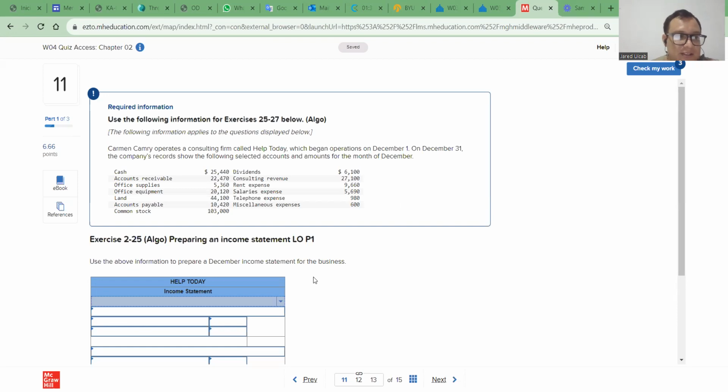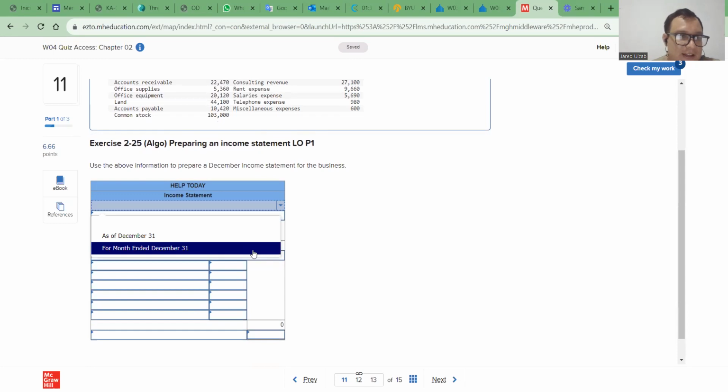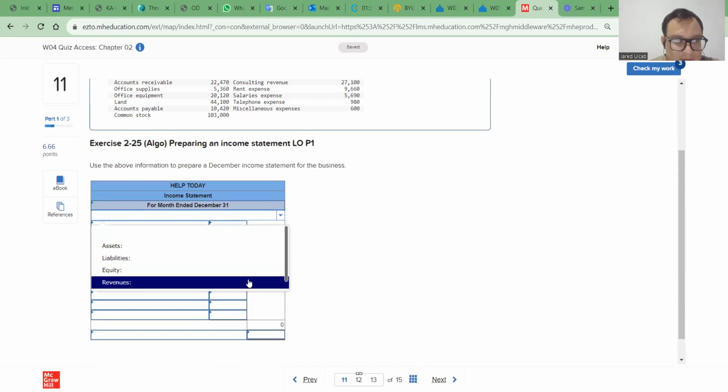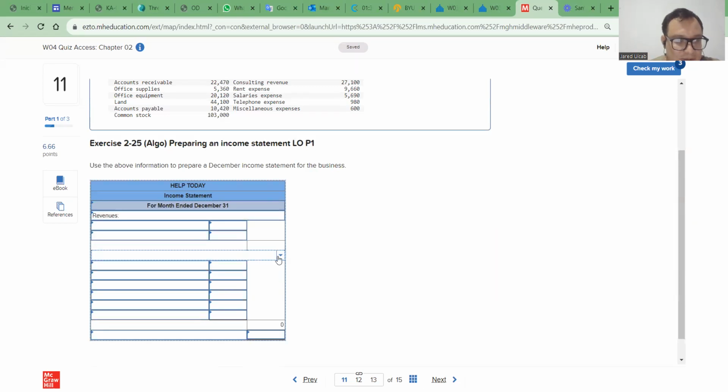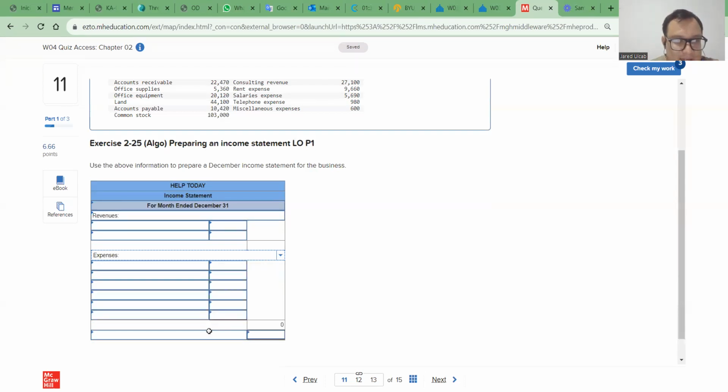The income statement is a statement that covers a period of time. Between these two options, we only have the option for the month ended December 31st, which covers a period of time. The income statement uses the revenues and also the expenses to identify if we have a net income or a net loss in this period.